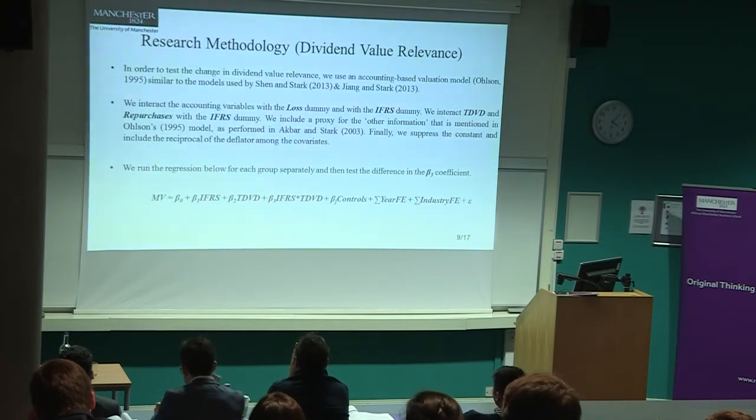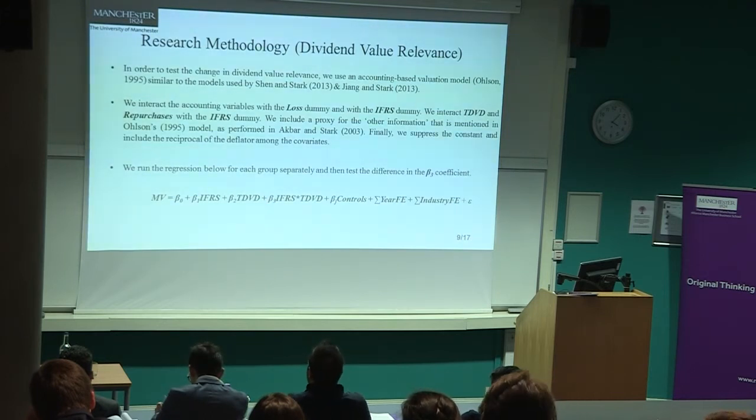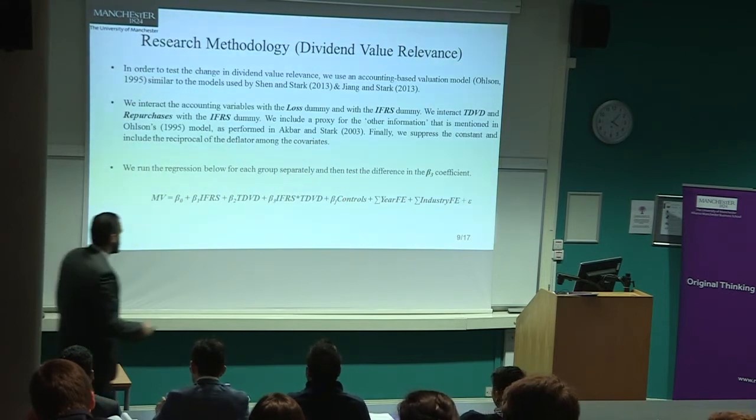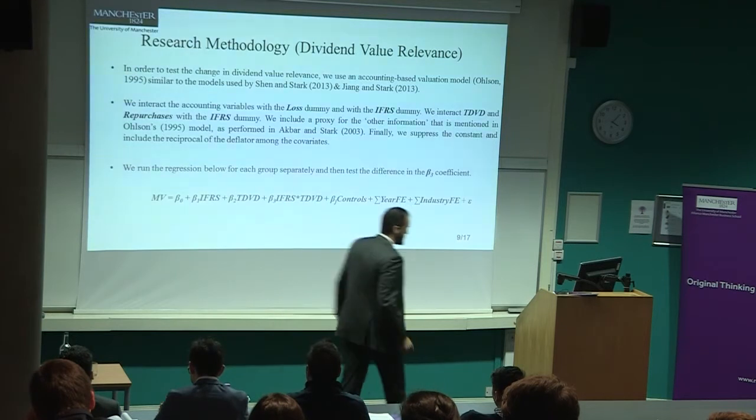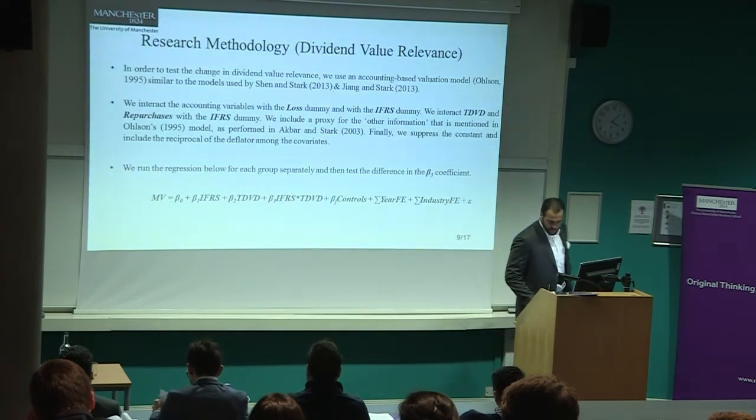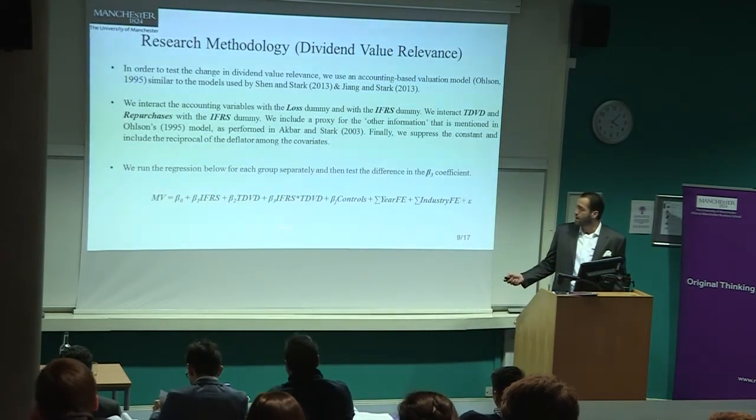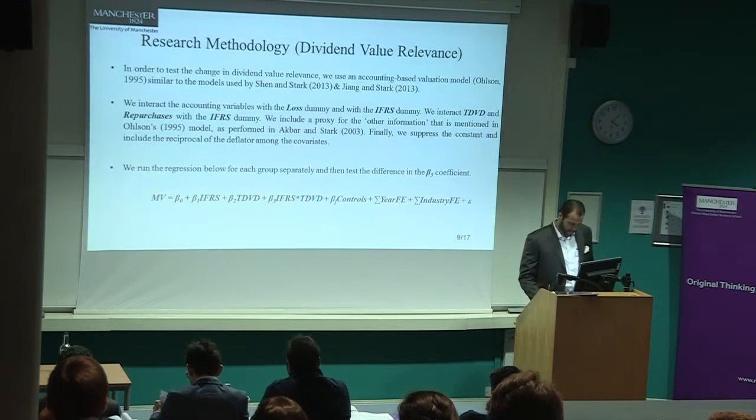So we would expect this interaction term to be more negative for the French sample. And then, of course, we have the controls and the rest of the variables. So beta 3 is expected to be significantly more negative for the French group, or the treatment group.